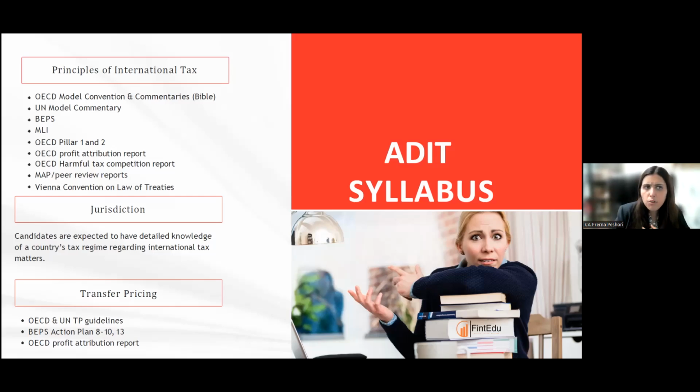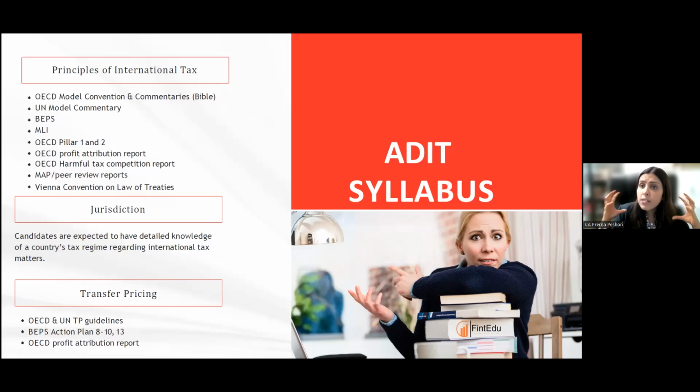You have UN model commentary, but UN deviates from OECD in certain articles. You will study those because otherwise it's more or less based on the OECD itself. You have BEPS action plan 1 to 15. You have multilateral instrument. You have OECD pillar 1 and pillar 2, amount A, amount B, all of that. You have OECD profit attribution report, OECD harmful tax competition report, MAP, the dispute resolution, the peer review reports which are published by OECD, Vienna Convention on Law of Treaty, everything.